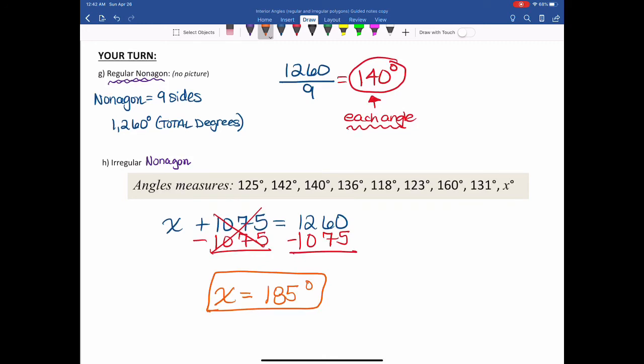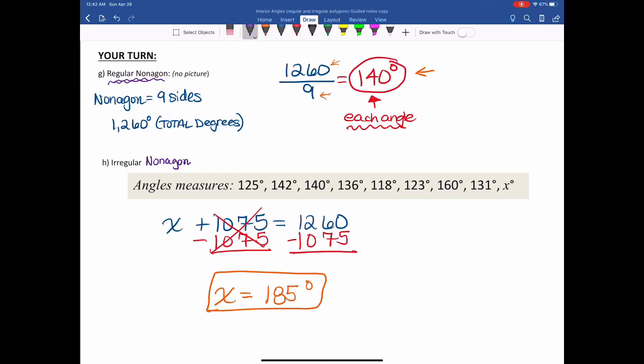Let's go ahead and recap what I got here. Hopefully you ended up with 140 degrees for each angle of a nonagon. I just did 1260 divided by 9. 1260 is the number of degrees in a nonagon, and 9 is the number of sides and the number of angles. So when you divide 1260 by 9, you get 140.